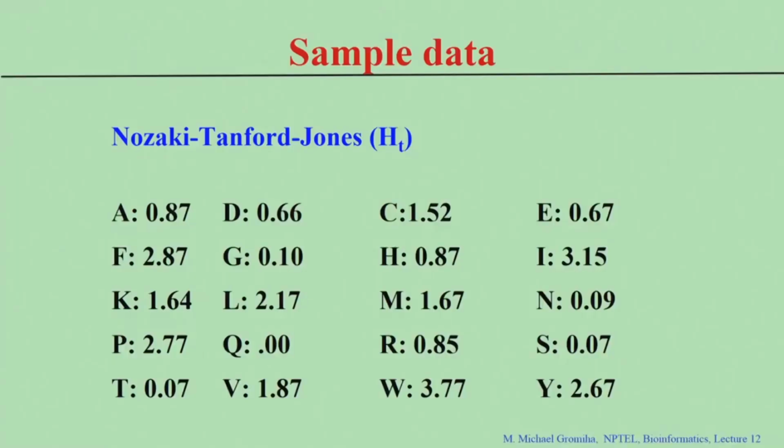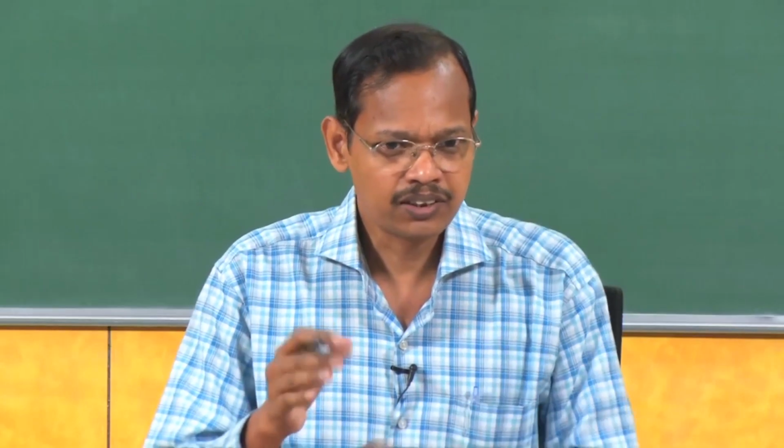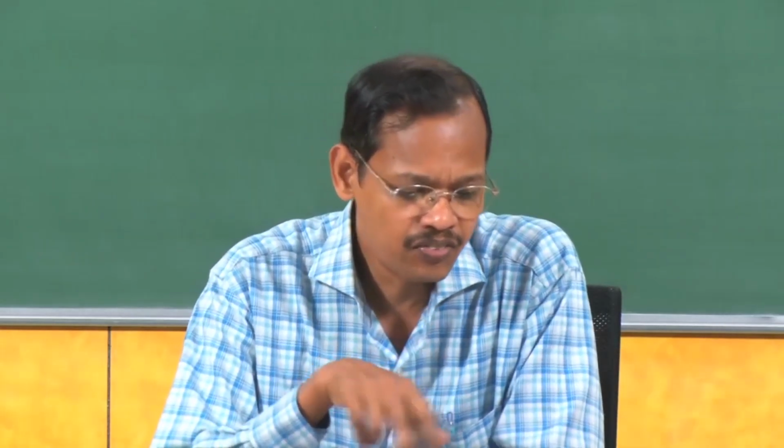One is the Nozaki-Tanford Jones scale. This is the first scale derived for the 20 different amino acids experimentally. Directly we cannot calculate the hydrophobicity values. So, they did it in an indirect way, that is, the relative solubility of each amino acid residue in water as well as in ethanol. So, they did the relative solubility, right, and converted the solubilities into hydrophobicity.